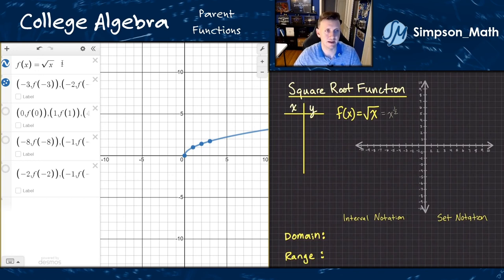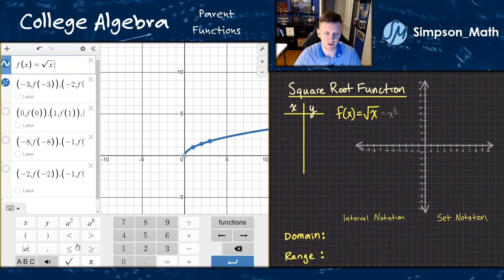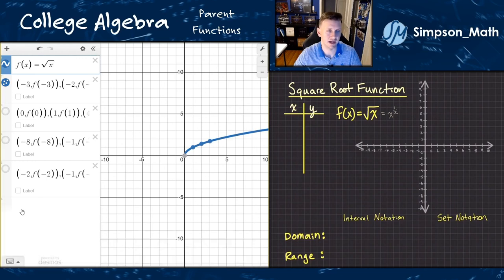All right, so now let's take a look at the square root function. So I've gone ahead and typed in square root of x. There are some keyboard commands down here that you're able to select. So there's the square root right here. I just typed in SQRT and it changes it for me. All right, so let's look at this.